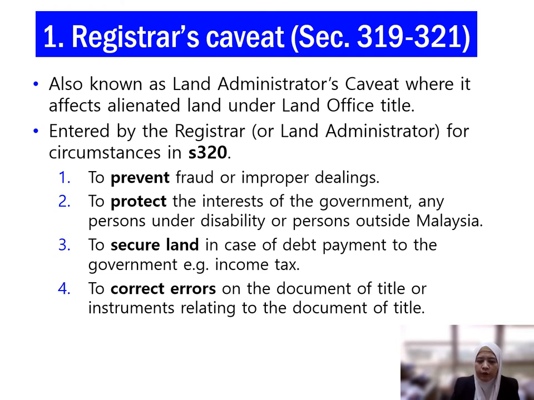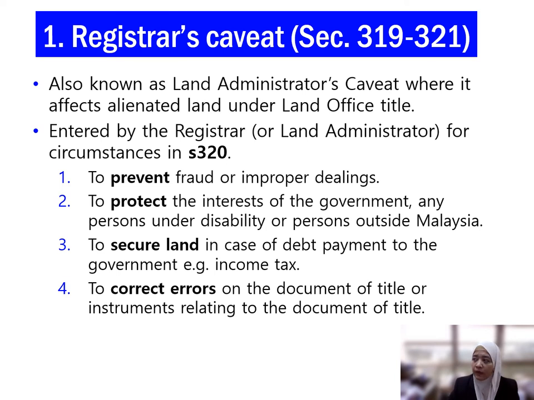The first one is to prevent fraud or improper dealings. So in the case of suspicion of any fraud taking place, maybe a statutory declaration is used as opposed to the original title, dengan katanya title dah hilang, dia kata original title is missing, but the land administrator may want to inspect first, do inspections, kan, on the truth of the statutory declaration. So itulah, masukkan registrar's caveat first. To prevent fraud or improper dealings, to prevent the land from being sold lah to another party.